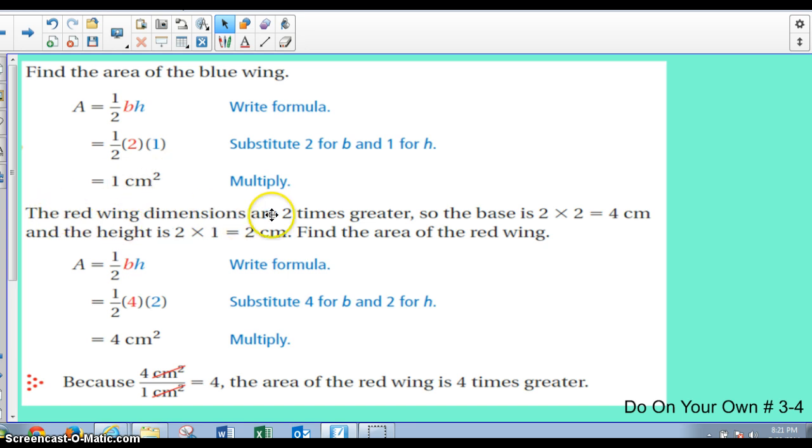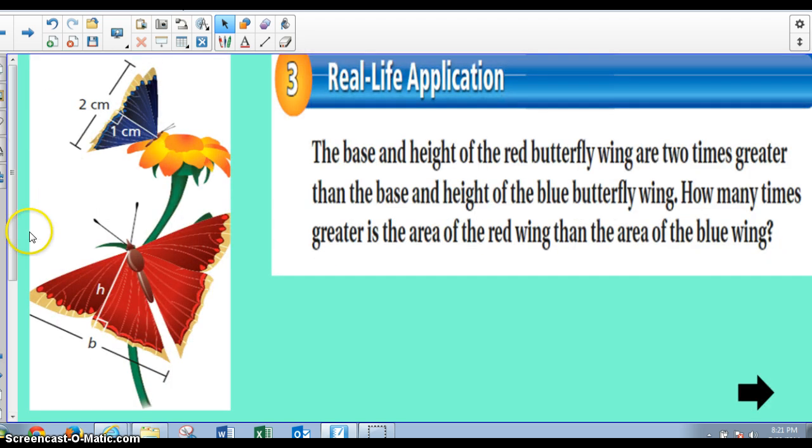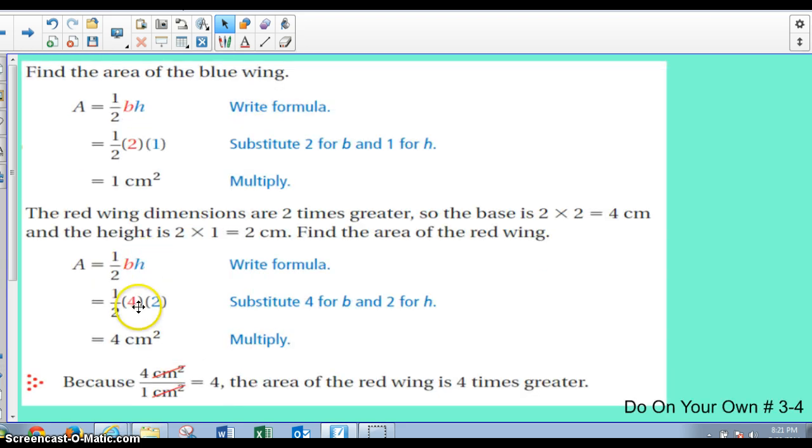The red wing dimensions are 2 times greater. So the base is 2 times 2. Let's go back here. The base right here is 2 times 2, so this is 4, and the height is 1 times 2, which is 2. So you have 4 and 2. So you put that right in here. 1/2 of 4 times 2. And you would get 4 centimeters squared.